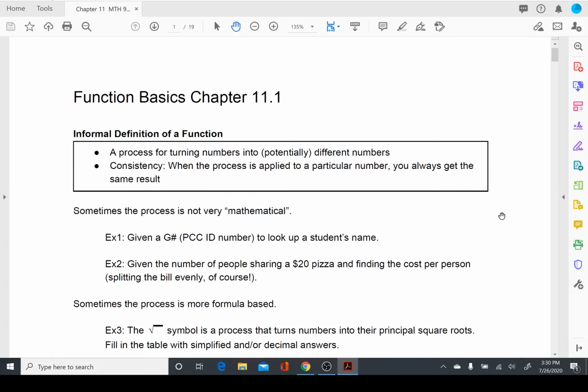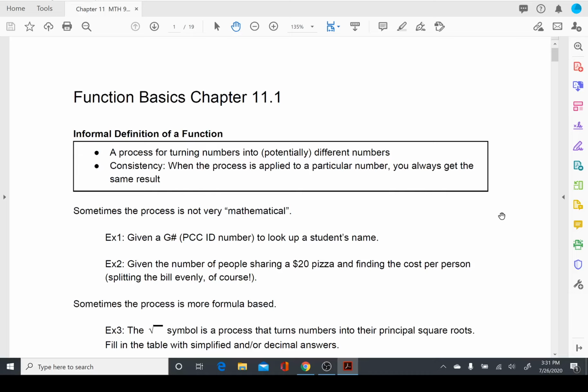Function Basics, Chapter 11.1. We're going to be talking about the formal definition of a function. A function is a process for turning numbers into potentially different numbers. It will be consistent. When the process is applied to a particular number, you will always get the same result.